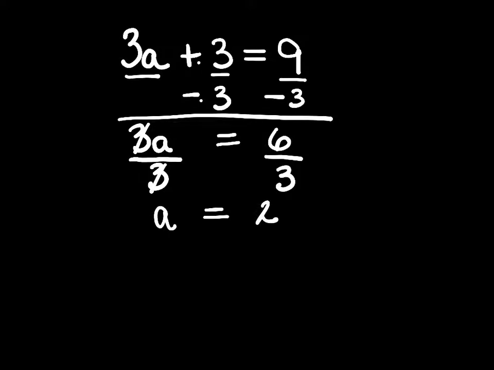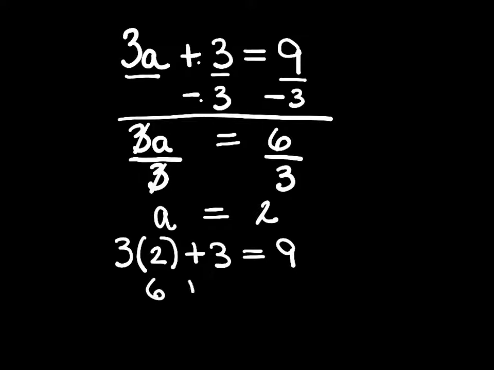To check our work, let's put that variable back in. Does 3 times 2 plus 3 equal 9? 3 times 2 is 6, plus 3 equals 9. Okay, we have checked our work. We know that we have done this correctly. Okay, let's try another one.